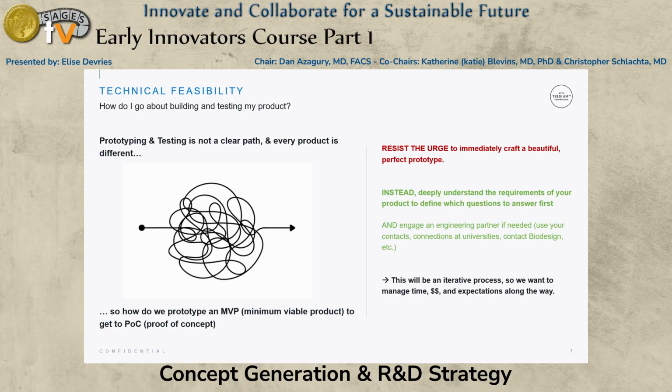So I think, again, as we resisted the urge to go directly to solutions when talking about clinical need, you want to resist the urge to go to a perfect prototype when you get into prototyping. Instead, you really want to deeply understand what are the requirements of your solution. What are you trying to test? What questions are you trying to answer? And this is where you would engage an engineering partner if you're not entirely sure how to go about it. There's many ways to engage engineers. I think many of you work at academic institutions, can go to your engineering schools, ask friends, contacts, et cetera. You now know a lot of people at Biodesign. But this is gonna be an iterative process, right? And so the goal here is to save yourself time, money, and kind of emotional cost, to be honest, as you're going through this process.